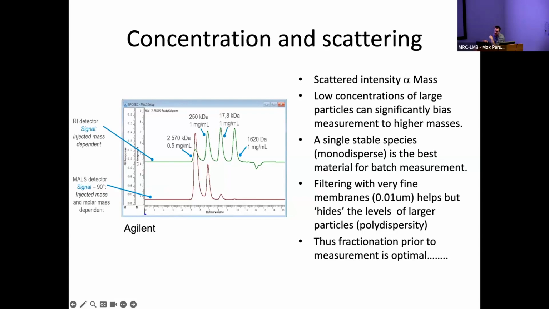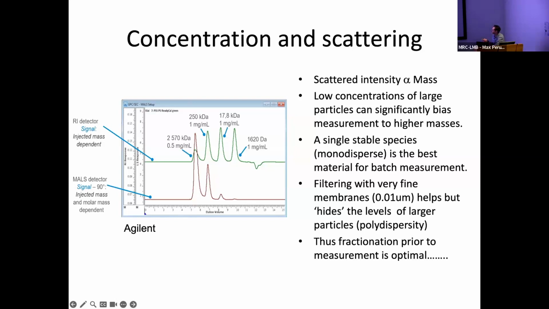So the refractive index gives us the same size peak, regardless of the size of the protein, because it is the mass. But when you see this, this one is actually half a mig per mil for this larger one, but you can see, look at this signal, the scattering is much higher. So the bigger the molecule, the more scattering we get. That's important if you want to measure peptides and things like that. You have to put in a much greater concentration to get enough signal to measure.